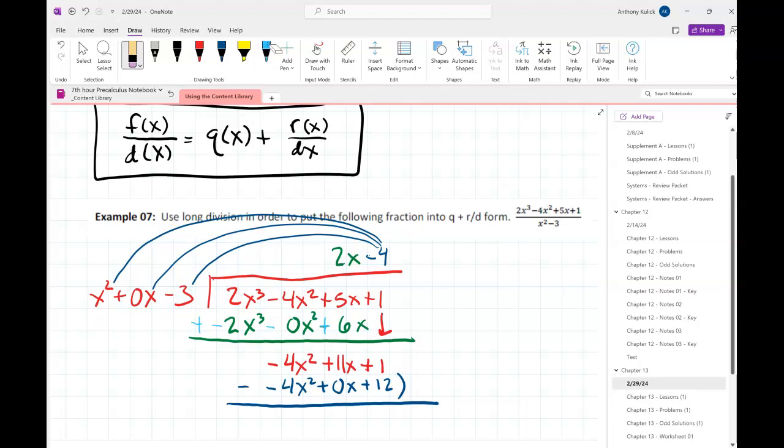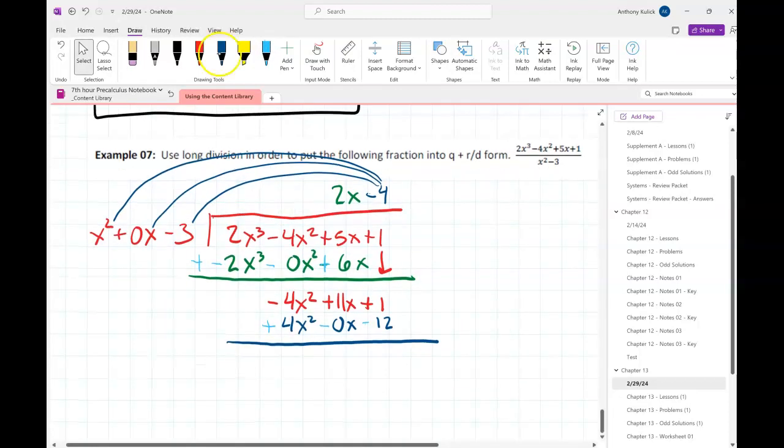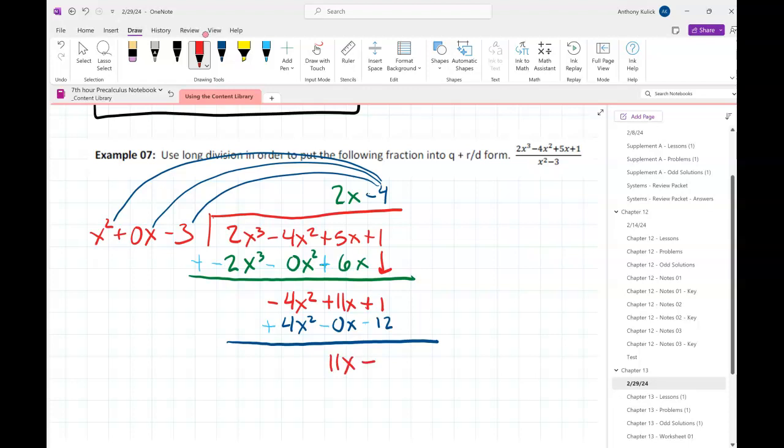So negative of negative 4x squared becomes positive 4x squared. And then plus 0 becomes minus 0. And plus 12 becomes minus 12. And now we're just going to add straight down. Negative 4x squared plus 4x squared is 0. 11x plus negative 0x is just 11x. And 1 plus negative 12 is negative 11.